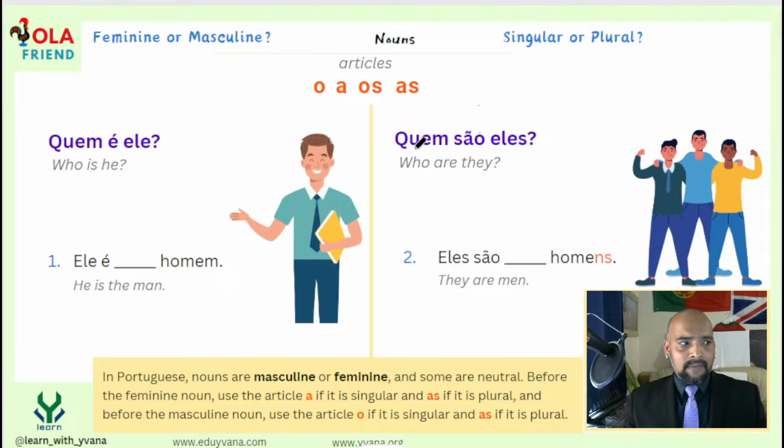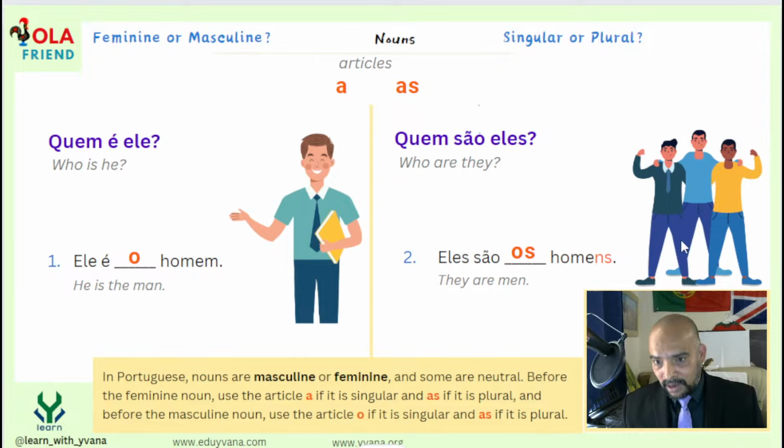And similarly, if it is masculine and singular, we use o, and if it is masculine and plural, we use os. So now you can guess, this is the masculine singular and this is masculine plural. So maybe we need to use o here and os here, right? Let's check it out and it will make it clear. Yes, that's cool. Ele é o homem, right? So here we use article o for the singular masculine, and here we use article os for the plural masculine.